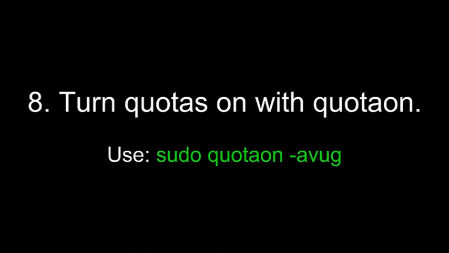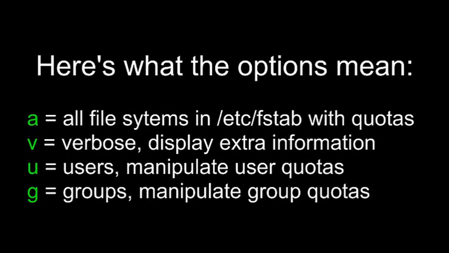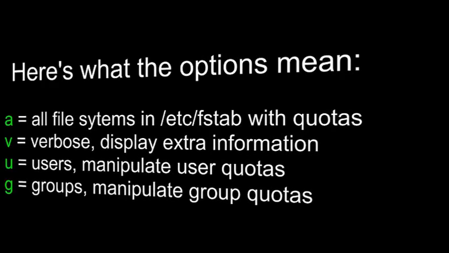Turn quotas on with quota on. Use sudo quotaon -avug. Here's what those options mean. Lowercase a means all file systems in the /etc/fstab file with quotas enabled. Lowercase v means verbose, in other words, display extra information. Lowercase u means manipulate user quotas, and lowercase g means manipulate group quotas.